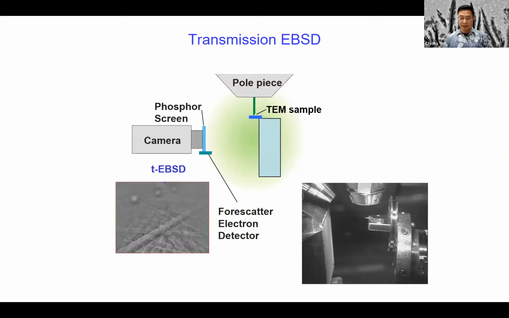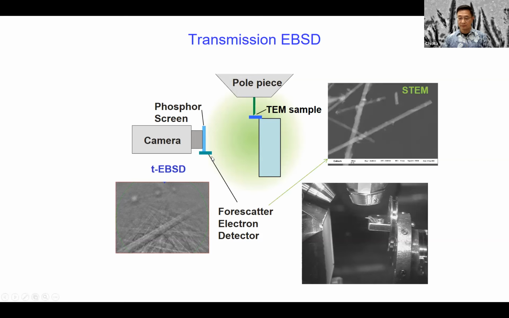Inside the scanning electron microscope, we can also do transmission EBSD. If we mount a TEM sample in this arrangement, then we can do transmission EBSD. Then we may also use this electron detector for STEM imaging.